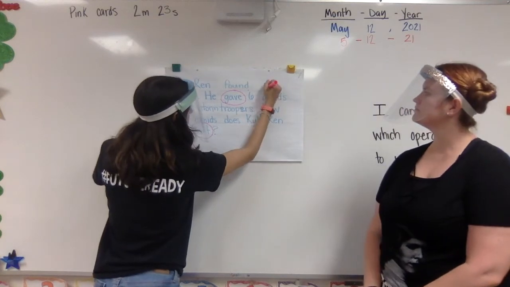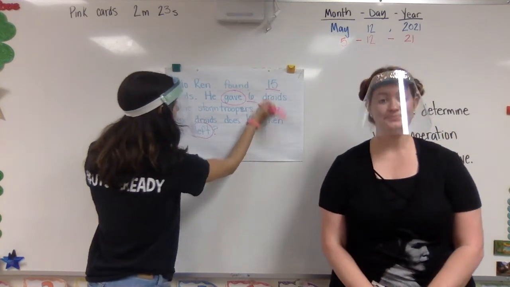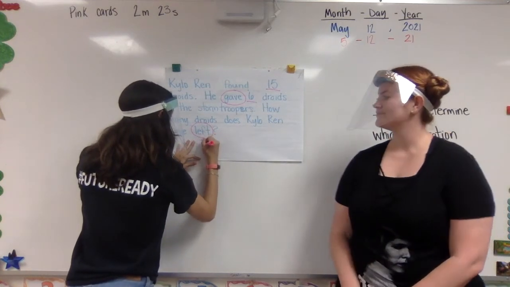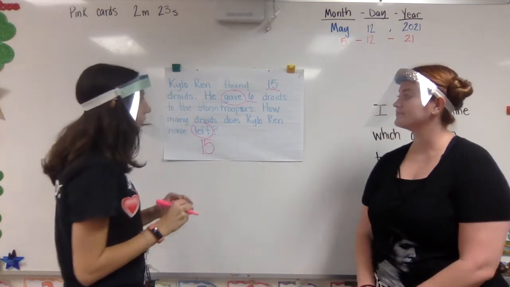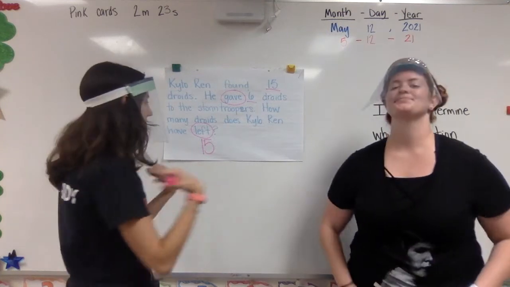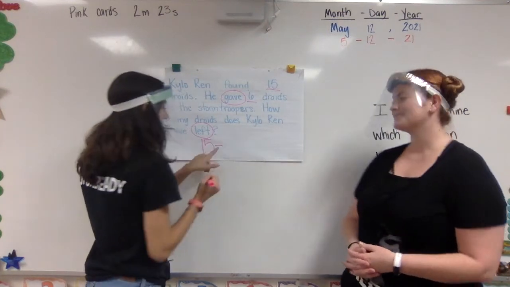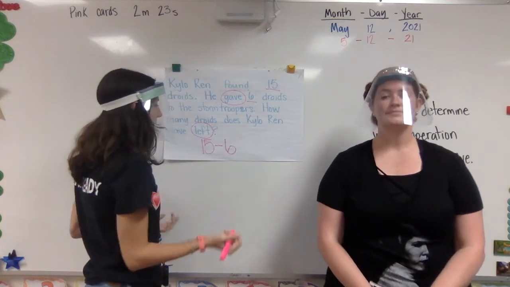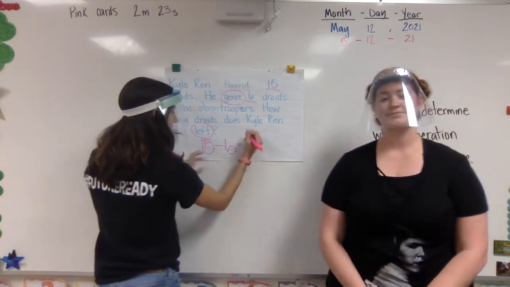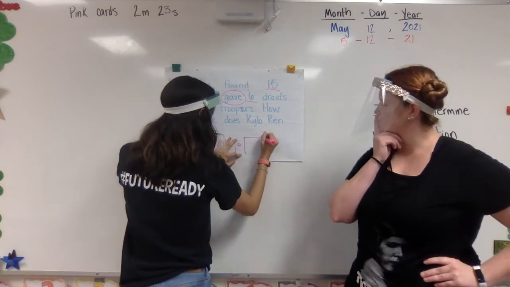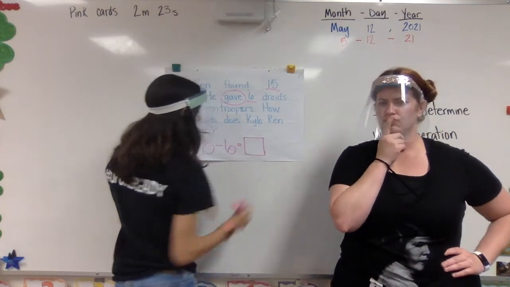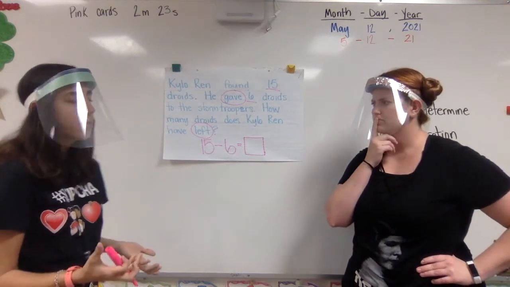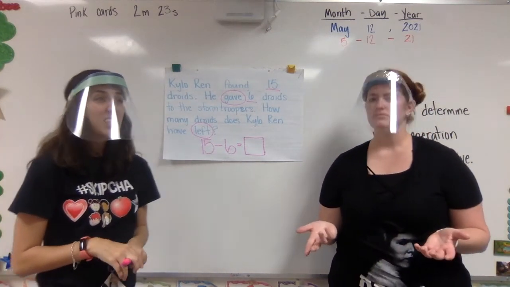Okay, well, I see my two numbers. I have 15 and I have 6. So I start with 15 droids. And he's going to give 6. So they are leaving or being taken away. And 6 are being taken away. And now it wants to know how many he has left. How many do they have at the end of the problem? 15 minus 6.